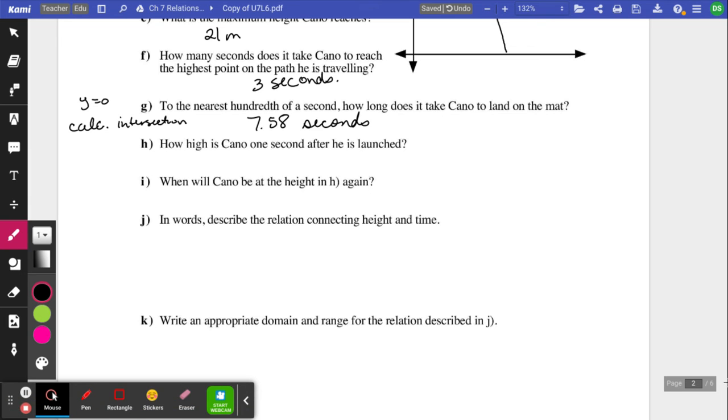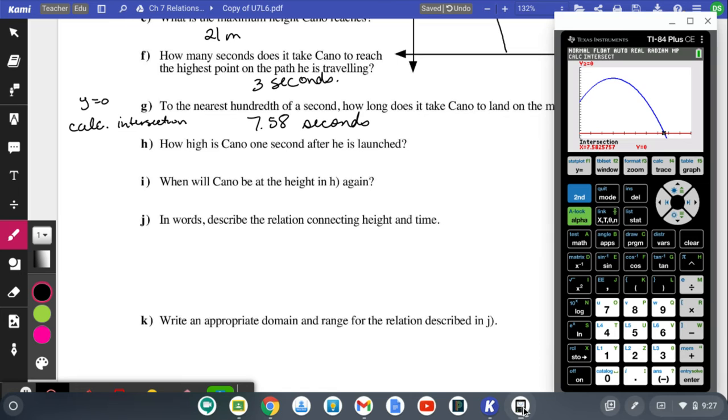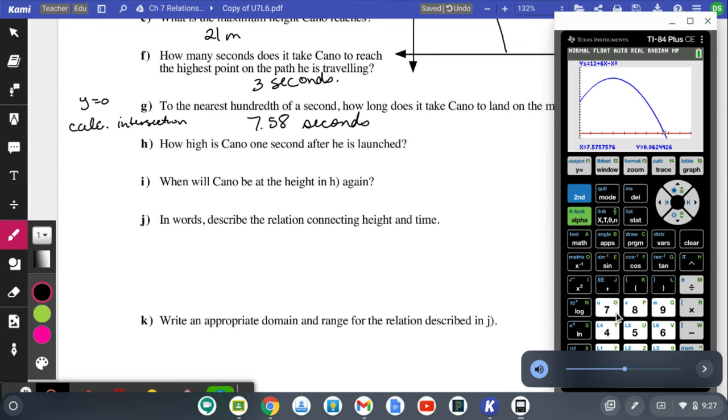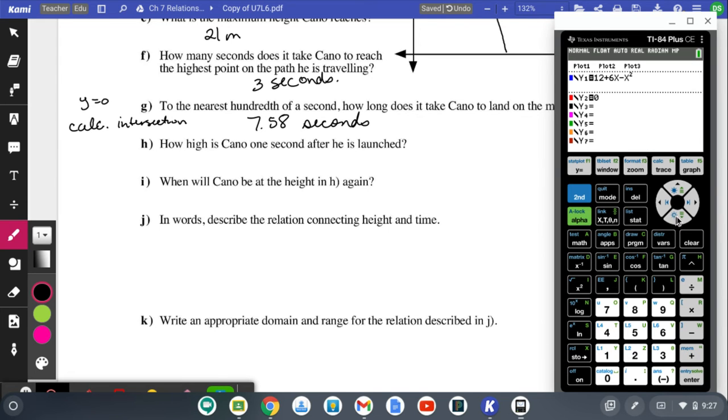Okay, how high is Kano 1 second after he's launched? What are they giving you? What's 1 second? Time. Where is time? The x. So how would I find out how high he was after 1 second? What can you do? Trace 1. Now, I don't know what this is going to do because I'm going to go in here and get rid of my y equals 0 line. So then when I go trace 1, it tells me it's 17 meters high. Well, how else could you do that?